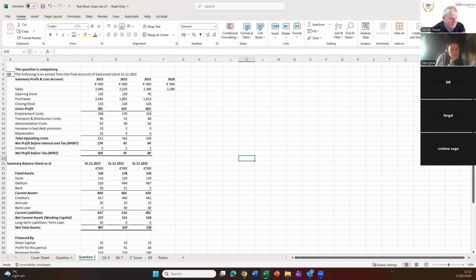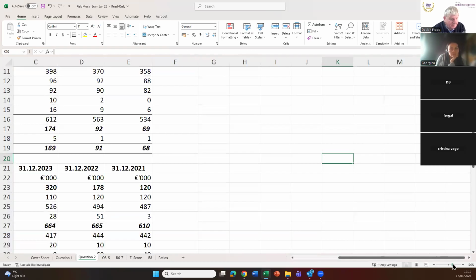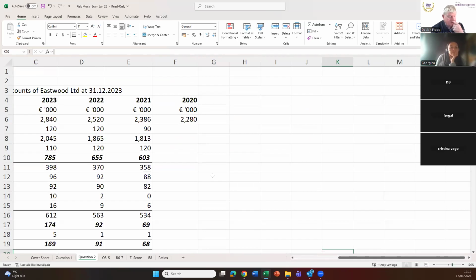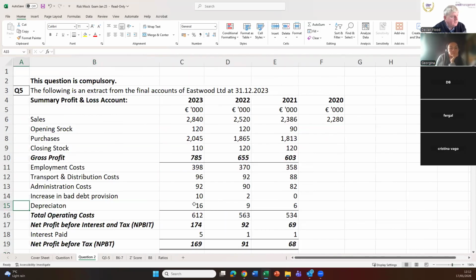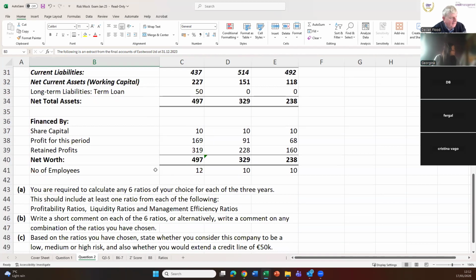So that is the grant. Now, next up, and I'm focusing on question one and two because that gives you 100 out of 140 marks. So the next question is compulsory. This is an extract of the final accounts. There are 3 years of accounts, a summary profit and loss and balance sheet in summary format.